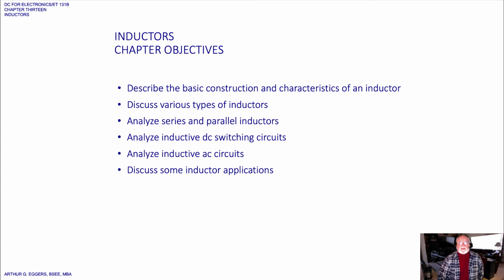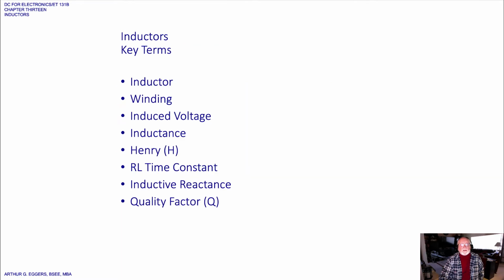So we're going to look at the basic construction, various types of inductors, analyze the circuits, analyze the inductive switching circuits, and understand what goes on with an inductor. Okay, the terms that you need to be familiar with: an inductor, windings, induced voltage, inductance, the unit Henry, and RL time constants. And then in AC, we look at inductive reactance.